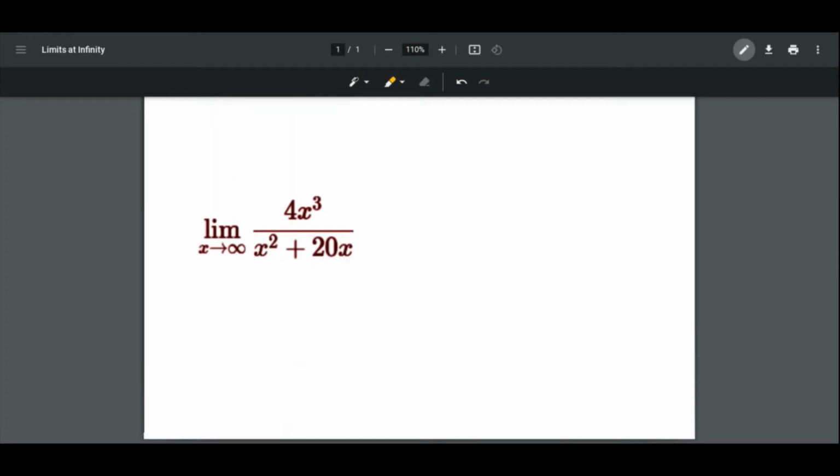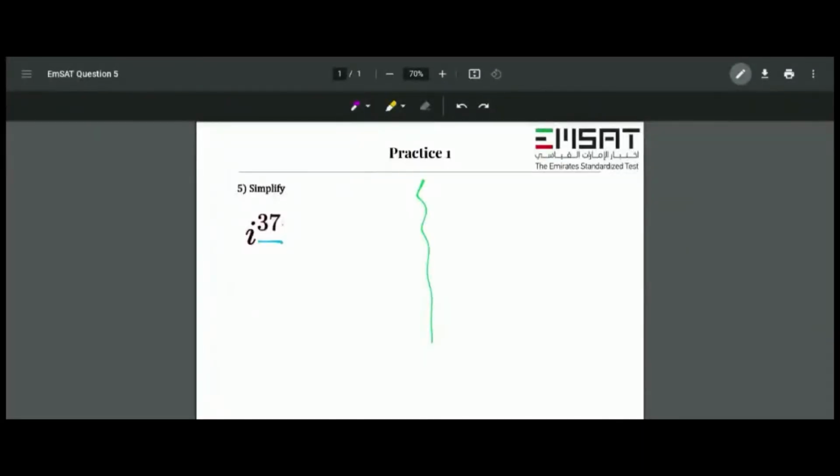In our last case, if the degree of the numerator is greater than the degree of the denominator, then the limit will be infinity. In our example here, we have the limit as x approaches infinity of x^3 over (x^2 + 20x), which is equal to infinity, since the degree of the numerator is higher than the degree of the denominator.